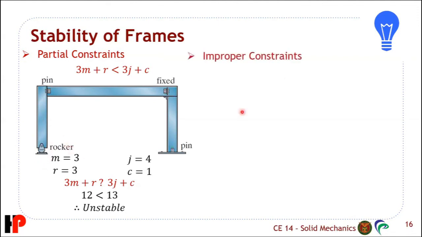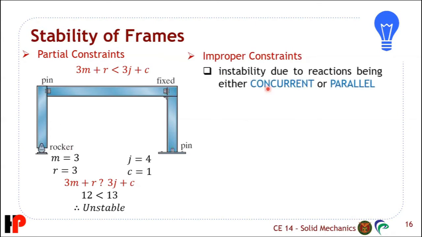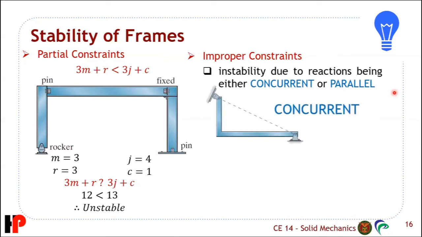Now, the other one is due to improper constraint. So, improper constraint, again, happens if either concurrent or parallel supports. So, concurrent looks like this. So, they meet at a point. Even though tama, pin and a roller siya, rocker, dahil nagmi-meet sila at a point, yung reactions nila, concurrent, if you take summation of moments about this point, iikot yan buong frame na yan.